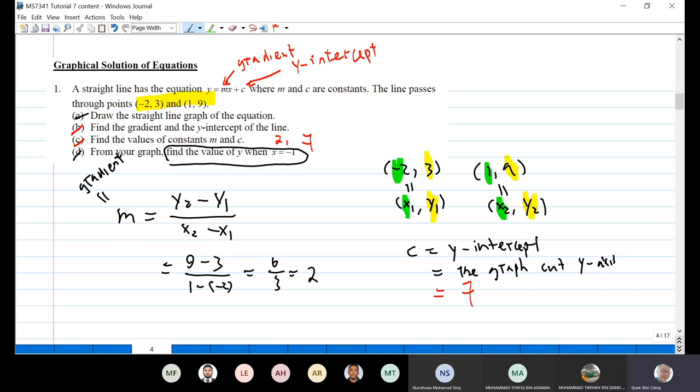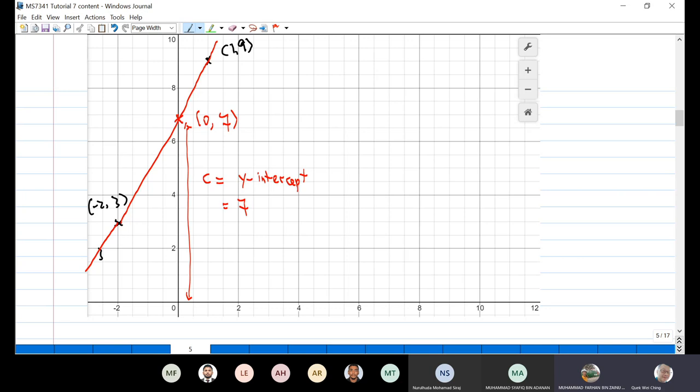When x equal to minus 1, you have to go back to check the graph. When x equal to minus 1, what is y? So minus 1 is here. And go back and check, go up here and see what is my y here. If your graph is accurate enough, you can actually see the y. y is what? 5. Right? So 4 and 5, so at the middle is 5 here.